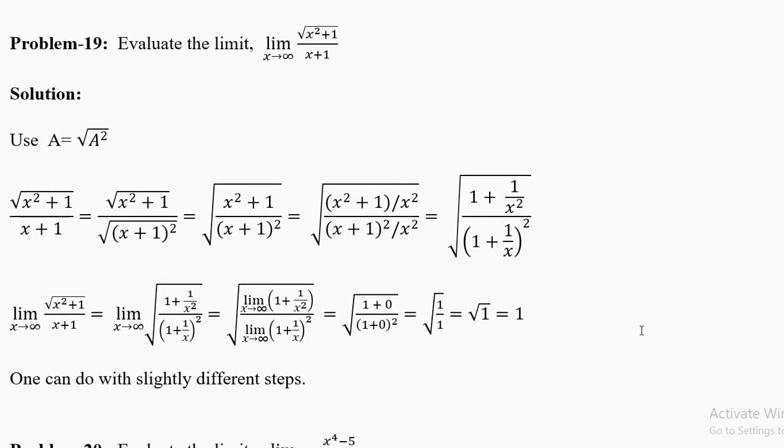Now this is a similar question, but it has one extra step. Now use this: square root of a equals square root of a square. Put this x plus 1 inside. You'll get like this. Now take the common square root, x square, divided by this. Again divide by x square. You will get this and this. Now you know how to take the limit.